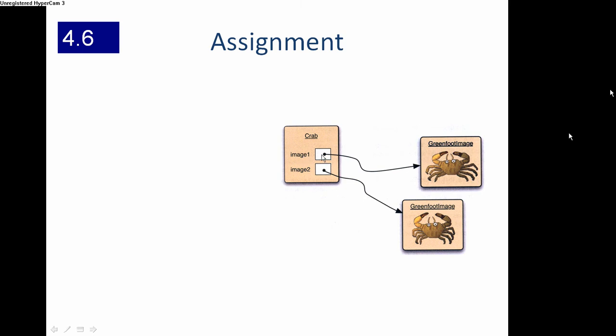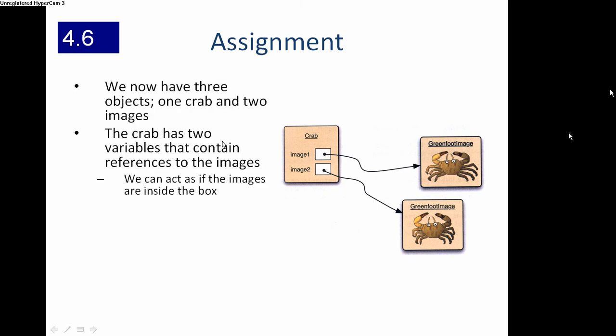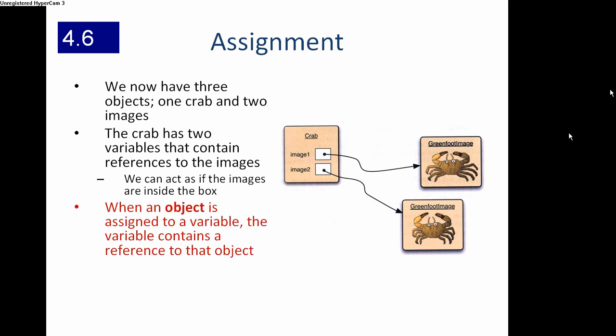So sometimes you actually stick a thing in the box, and sometimes you just have a reference or an arrow pointing to where the thing really is. We now have 3 objects, 1 crab and 2 images. The crab has 2 variables that contain references to the images. So that's what the arrow represents, a reference. For all intents and purposes, we can act as if the images are inside the box, when in reality it's just a reference.